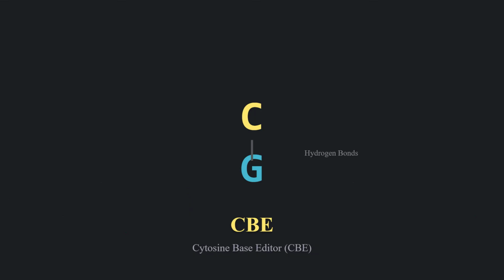The core component is a cytidine deaminase, frequently derived from the APOBEC family of enzymes. This deaminase converts cytosine into uracil within a specific editing window on the target DNA strand. Uracil is structurally similar to thymine and is recognized as thymine by the cellular replication machinery.